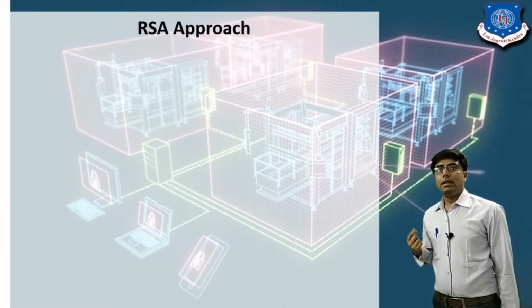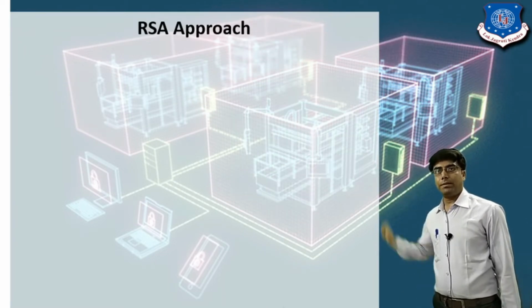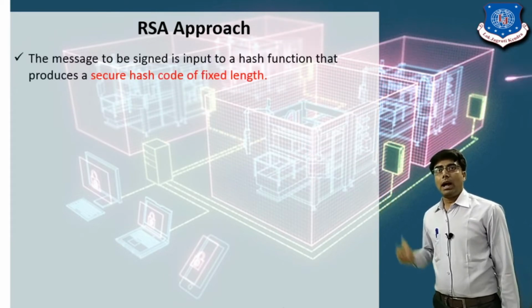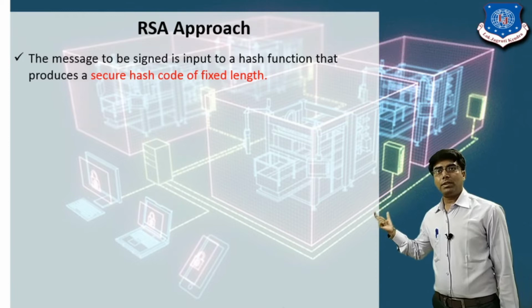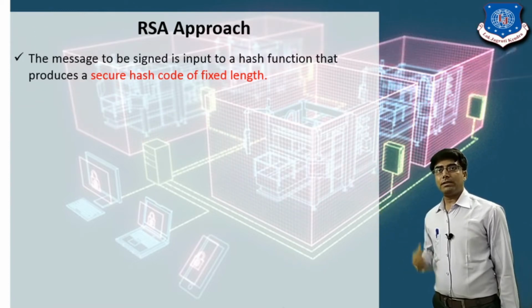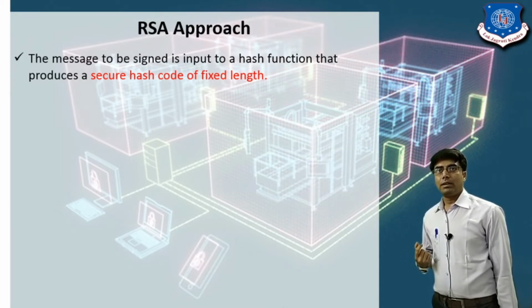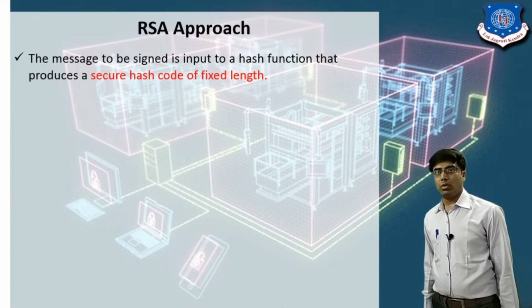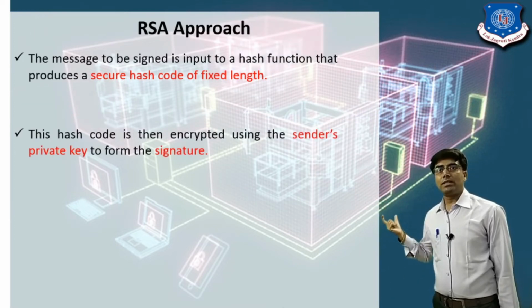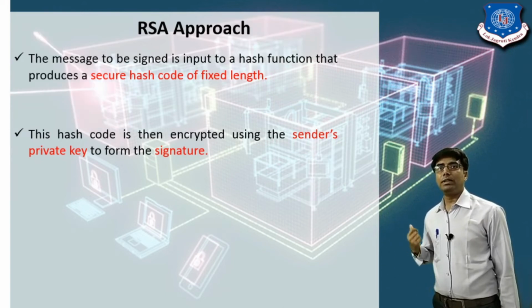Next, let's see the types of DSS. The first is the RSA approach. In the RSA approach, first we consider the plain text message, and the plain text message to be signed is input to the hash function. It means that we apply the hash function on the plain text message, and that produces a fixed-length code. This fixed-length code is also called the hash code, and this hash code is again encrypted using the sender's private key to form the signature.